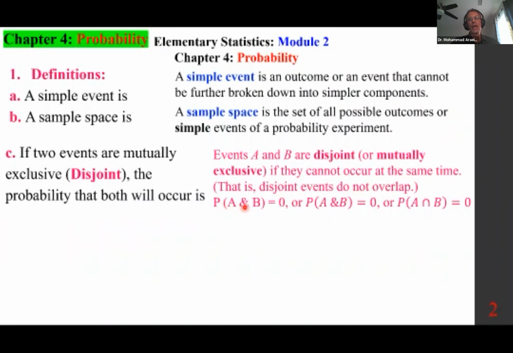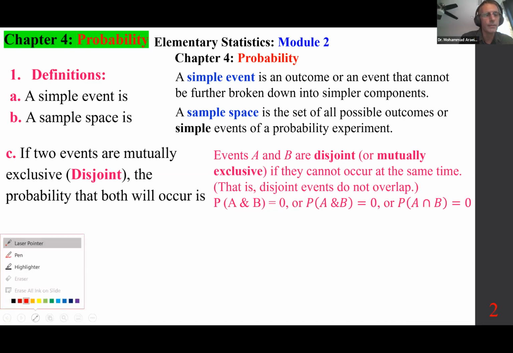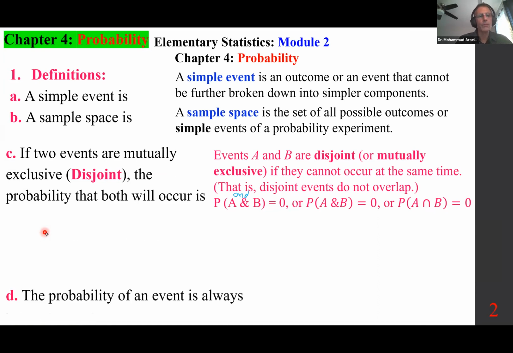Probability of A and B is 0, or we may use the intersection of events symbol. This represents the intersection of events. Sometimes we actually spell out the "and." So we may use "and" or the intersection of events.